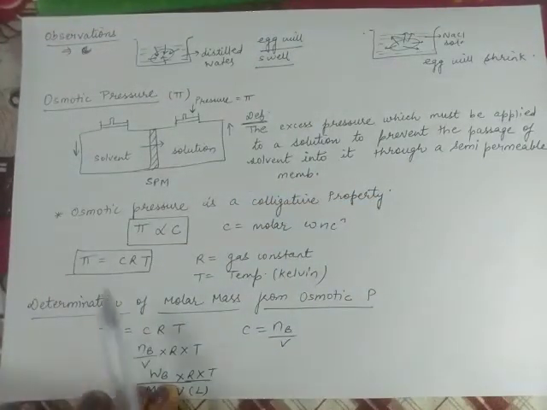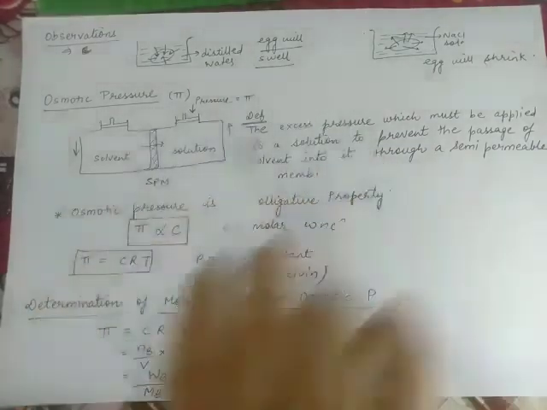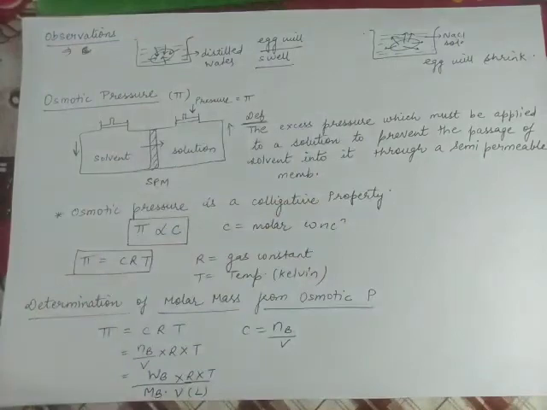Is this clear? Now if we remove the proportionality sign, we get the constants R and T. R is the universal gas constant, and T is the absolute temperature, that is the temperature in Kelvin. Is this clear? So this is my last colligative property, osmotic pressure.